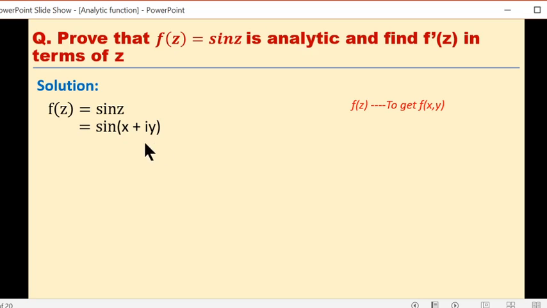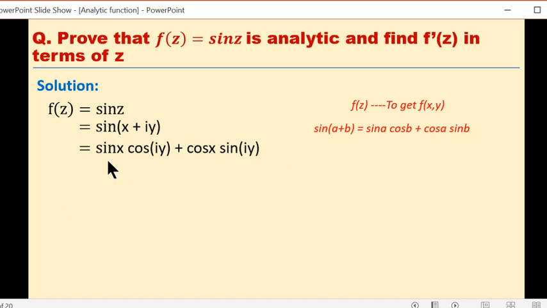We write z as x plus iy. OK, correct, yes Khushi. Shubham, we do not use a plus ib; we use x plus iy. OK, there is no mistake in a plus ib, but we use a and b for constants, and here we are talking about variables, so we use x and y. OK, so we write this as sin of x plus iy. Now we have to simplify this using the formula for sin of a plus b. So it is sin a cos b plus cos a sin b. Here a is x and b is iy. So when we use this formula we get sin x cos iy plus cos x sin iy.